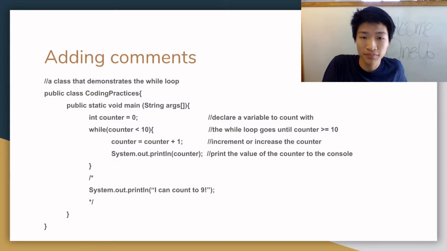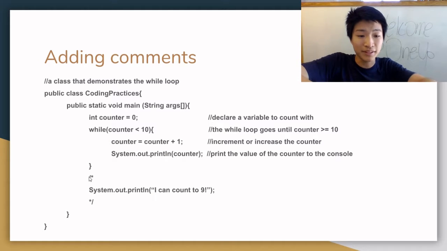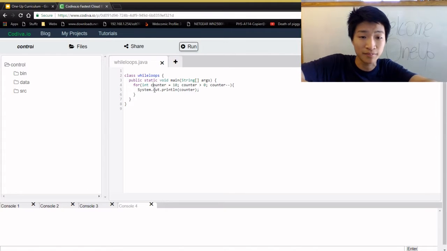There's also, if you want multi-line comments, a comment to go on for multiple lines, you could start it off with backslash and then the asterisk, and then at the end of it, you type in the asterisk and then the backslash. Let me show you that in Codiva.